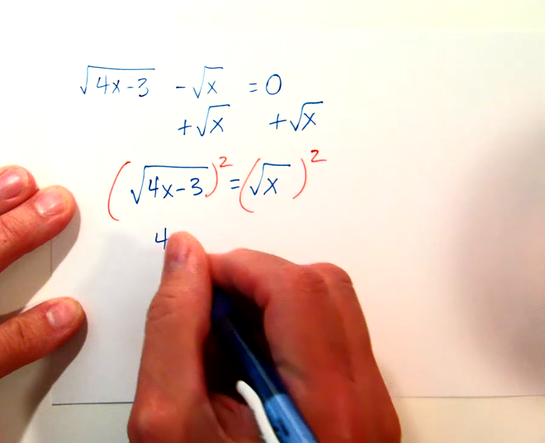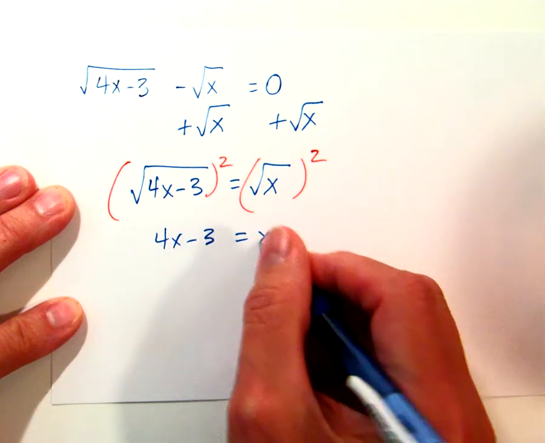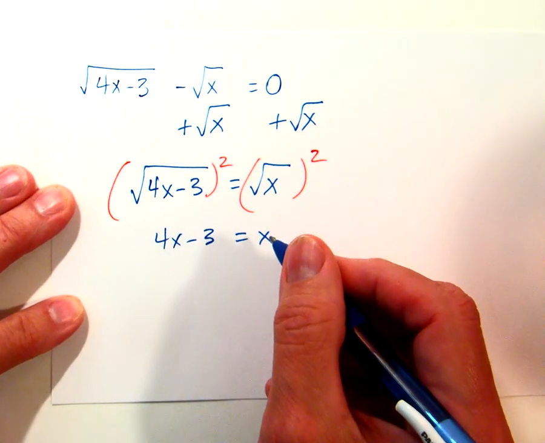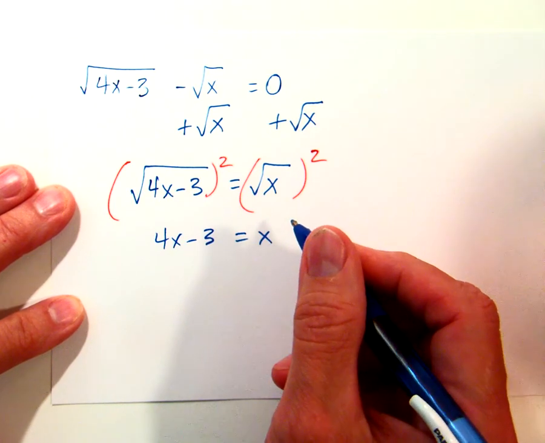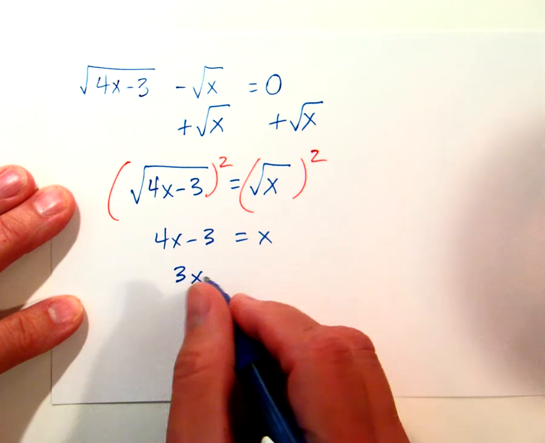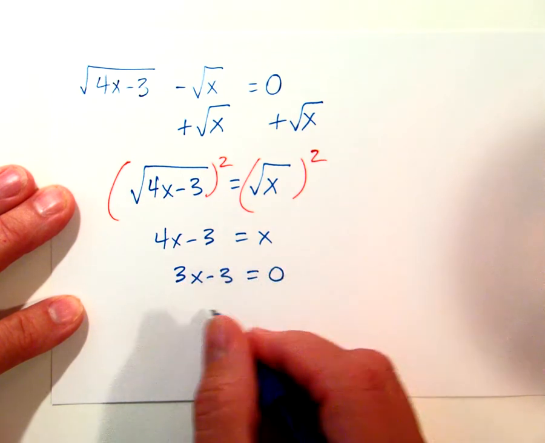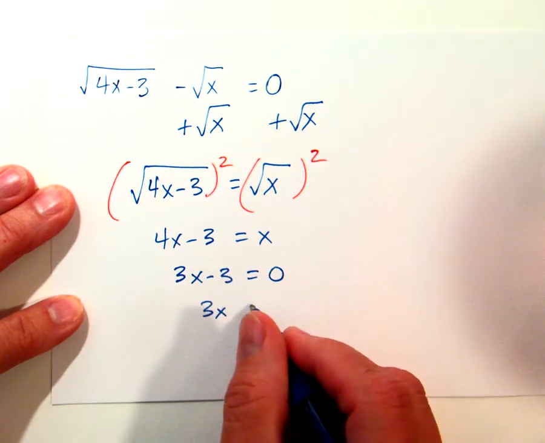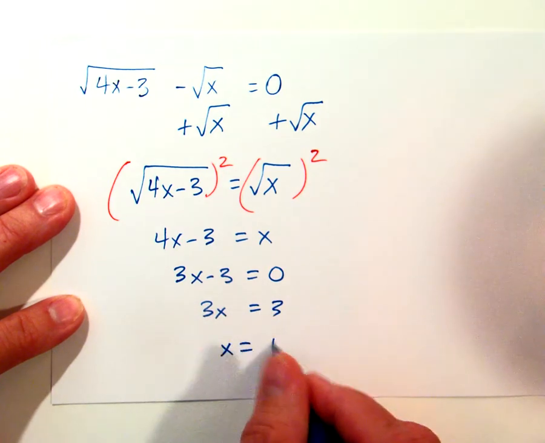So I get back to the radicand, and then I just solve it out. When I come down to this, let's see, I'll subtract an x, so that'll be 3x minus 3 equals 0. Add a 3, 3x equals 3, x equals 1.